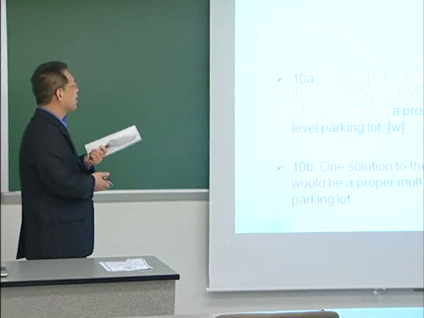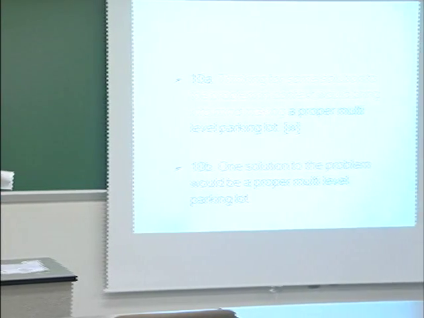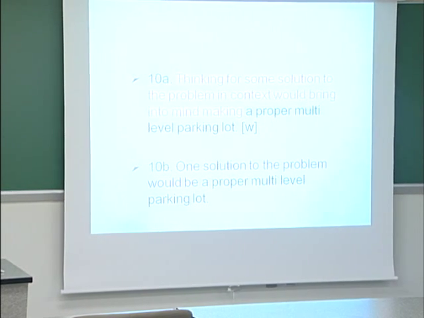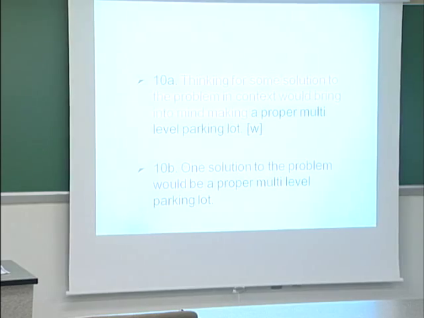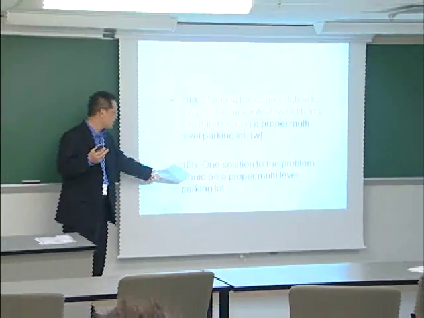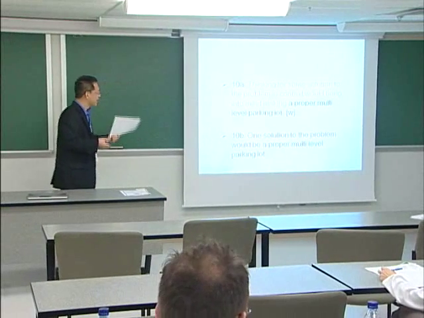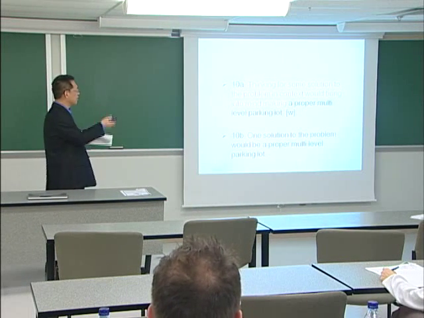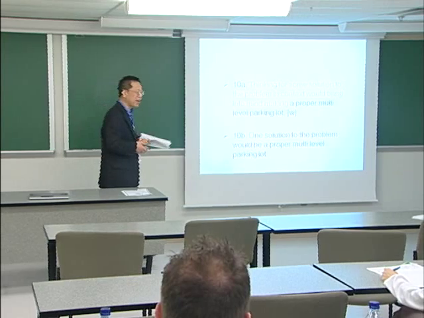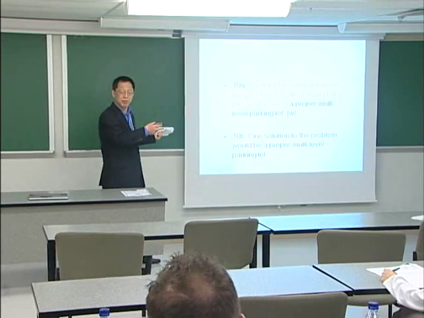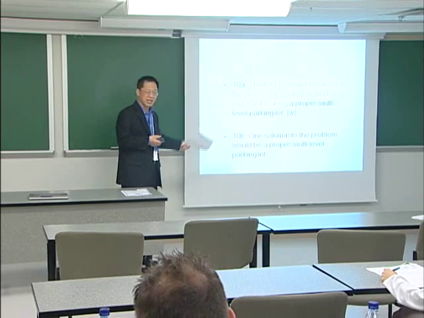Another example: thinking for some solution to the problem in context would bring into mind making a proper multi-level parking lot. Now, what does it mean? It simply means one solution to the problem would be a parking lot. Enough. So you don't have to use so many words in a roundabout way. But many students don't realize that unless the teachers tell them: using direct language is much better.